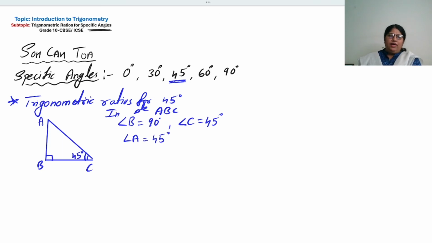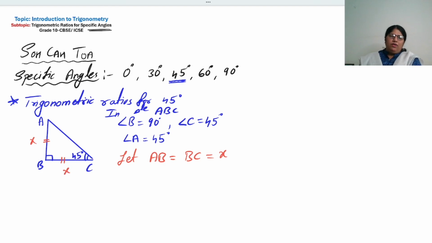So which kind of triangle is this? This is going to be an isosceles triangle, right? In an isosceles triangle, either you consider angle A or angle C for the trigonometric ratio of 45 degrees, you will get it. So how do we start? Let AB equal BC, because it's an isosceles triangle, equal to x units. So let us mark x.